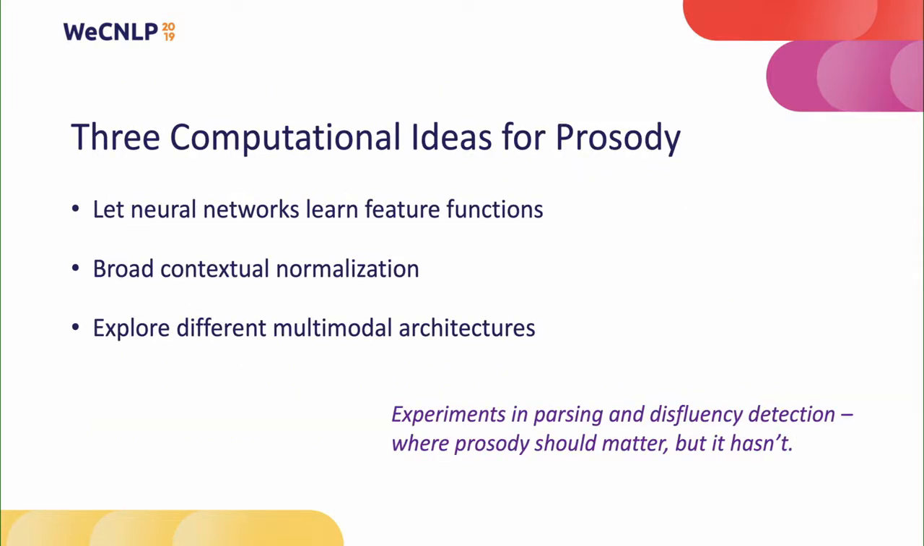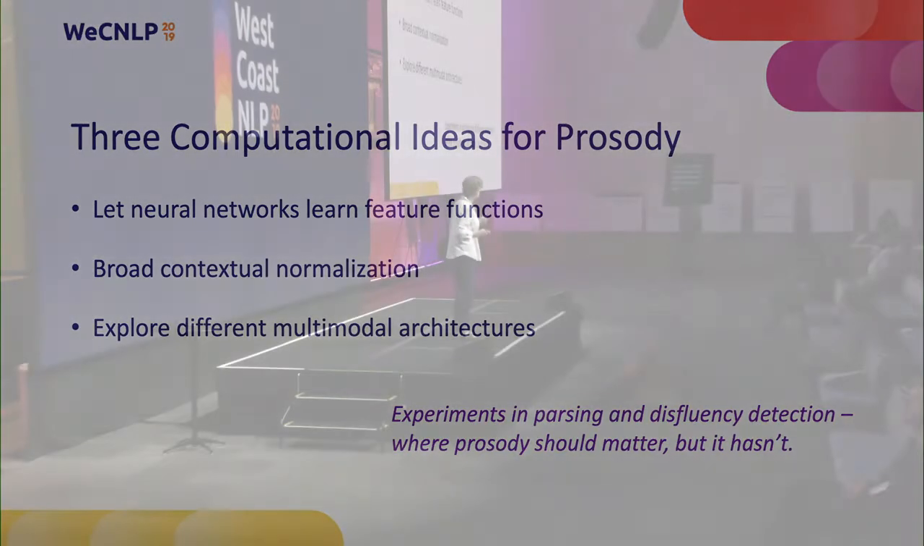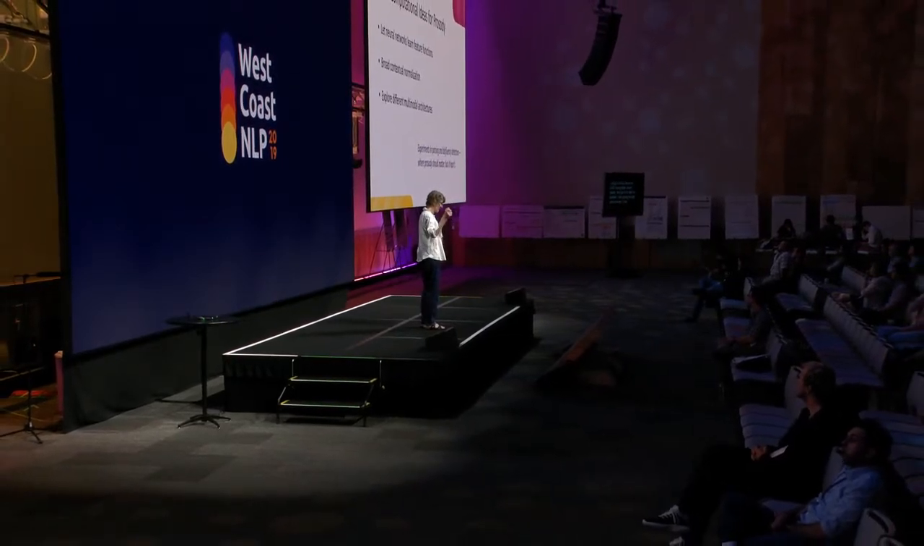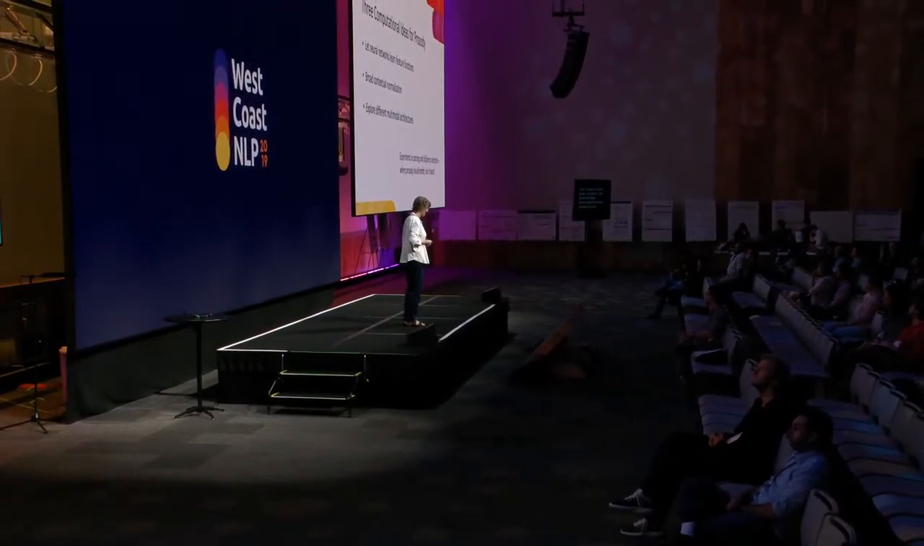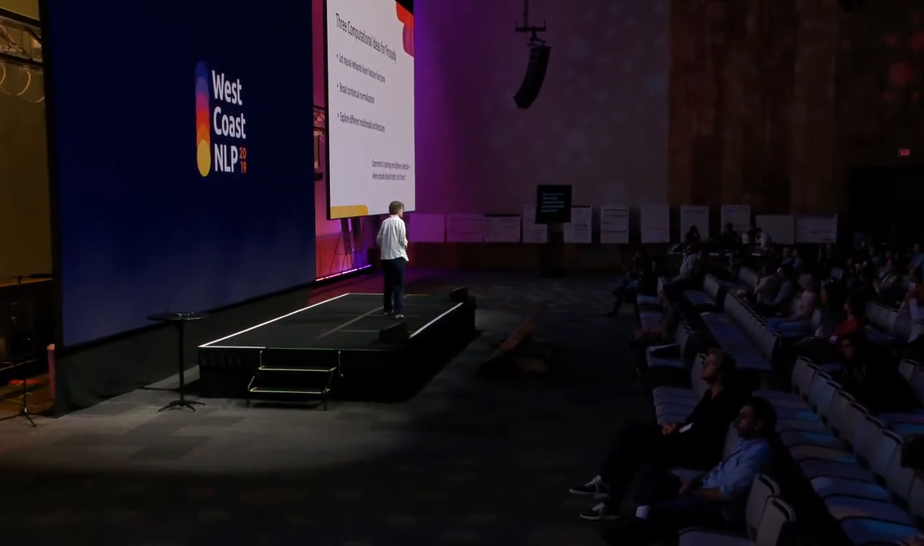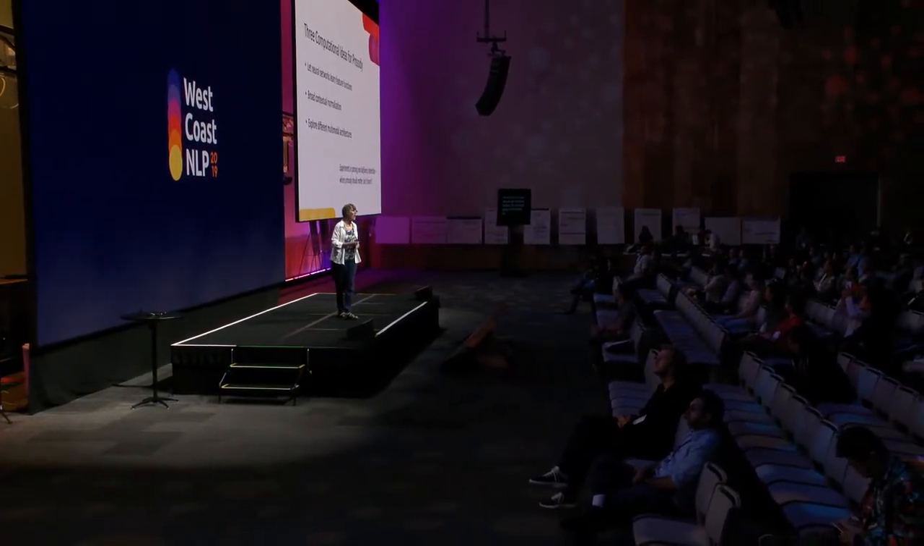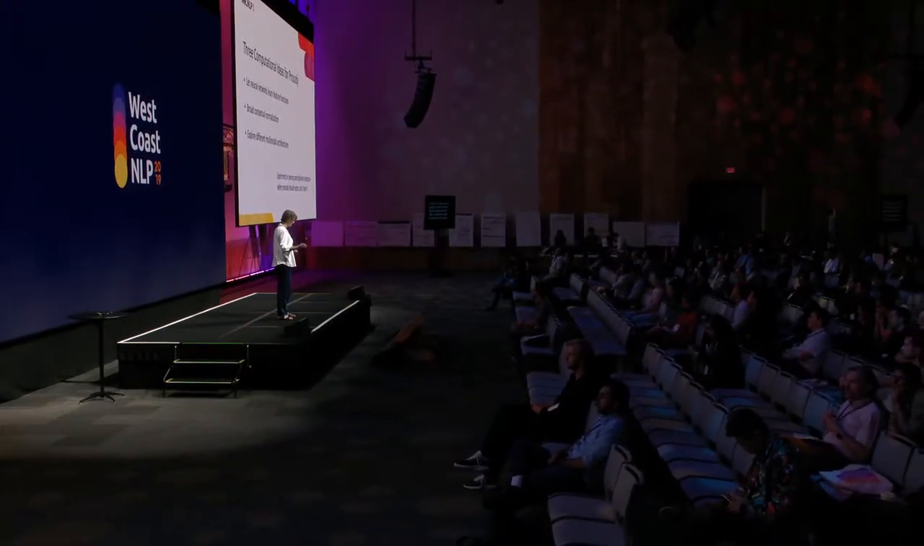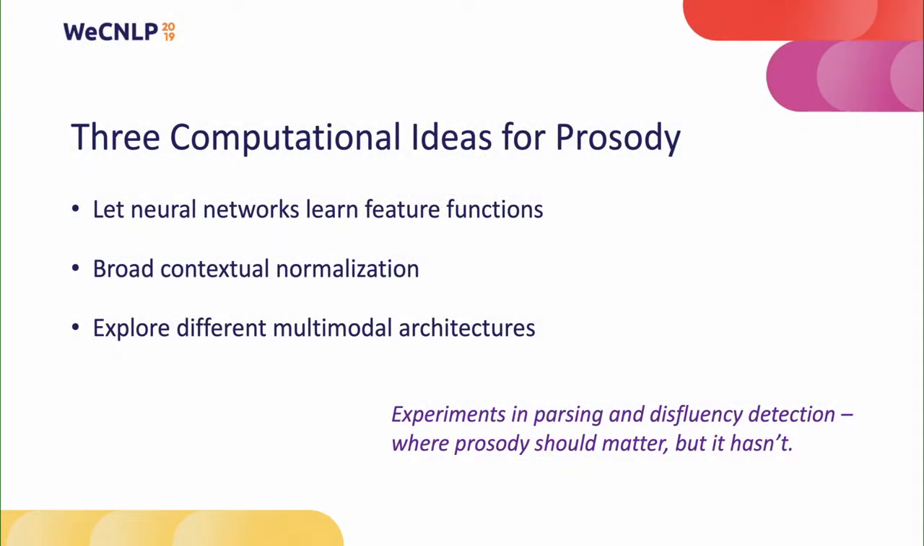Okay, so I'm going to talk about three ideas. One, we want to let neural networks learn the feature functions. We're not going to just throw a bunch of windows and normalizations at it. Two, we're going to think about normalization as broad contextual normalization, including the syntax. So we're going to take advantage of that redundancy, or account for it. And then lastly, we're going to think about language processing as multimodal, where the prosody is one channel. I'm going to use text as the other channel. That actually can be the spectral features that lead you to text.